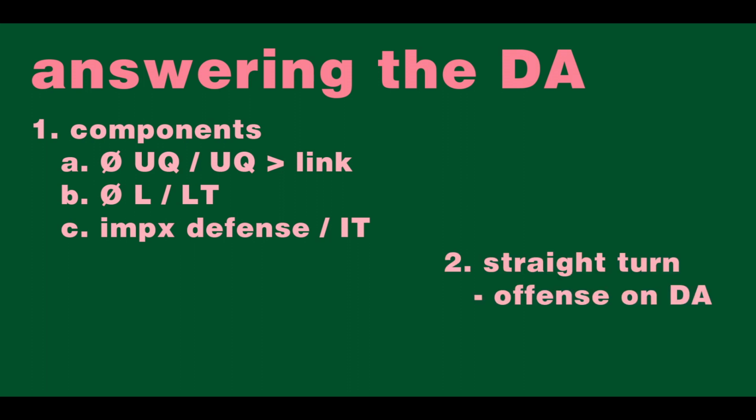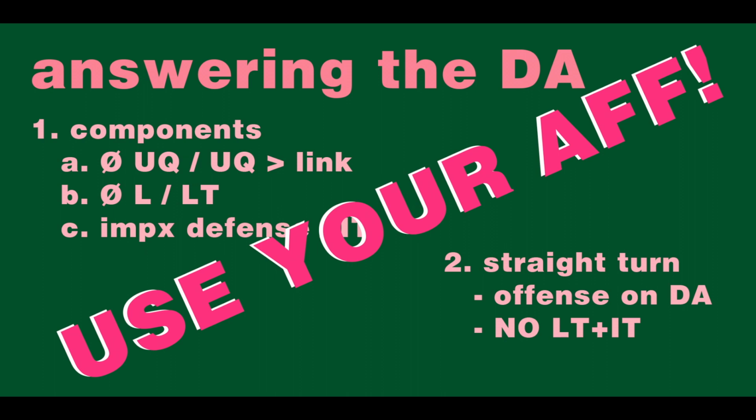Straight turning is where you only put turns on a disad, but never put both an impact and a link turn on the same flow. You would essentially be saying that the aff prevents a good impact from happening, which is in fact a disadvantage to the affirmative. Above all else, make sure you use your affirmative.